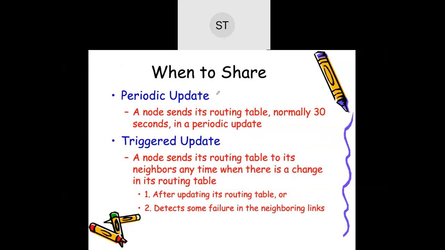Now, when to share the table? One is periodic, one is triggered. A node normally sends its routing table every 30 seconds in the periodic update. A node also sends its routing table any time there is a change in it. Change means after an update or failure in the neighboring link. Because we have to discuss two interesting problems, then you can understand exactly the significance of this.